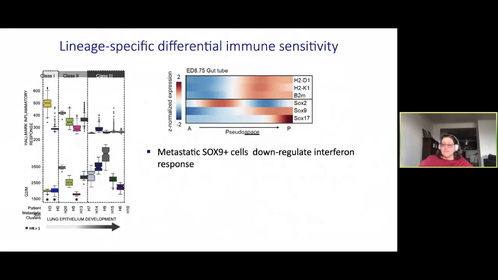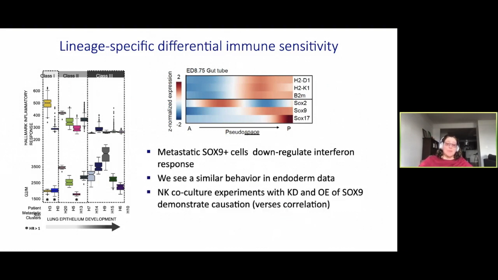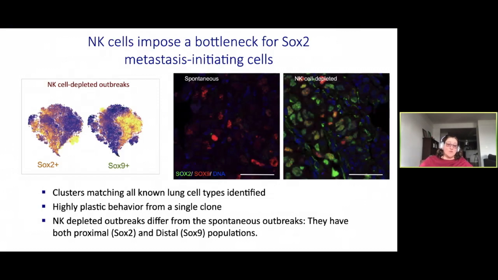And through a long series of experiments, which I won't go into, Ashley really showed that basically SOX9 cells are a lot less sensitive to NK killing than cells that don't express SOX9. So SOX9 protects these cells from NK killing. And we see the same mechanism and the same cells and the same downregulation of the interferon response in the embryogenesis itself. And really, when we remove the NK cells, we have unconstrained growth, and we see both SOX2 and SOX9 cells in a metastasis.